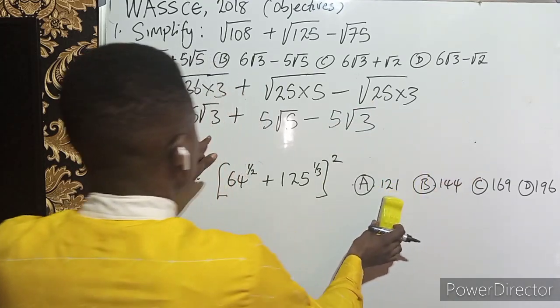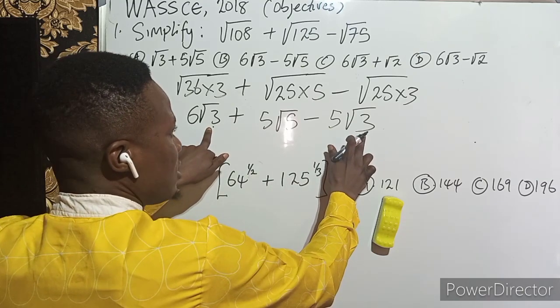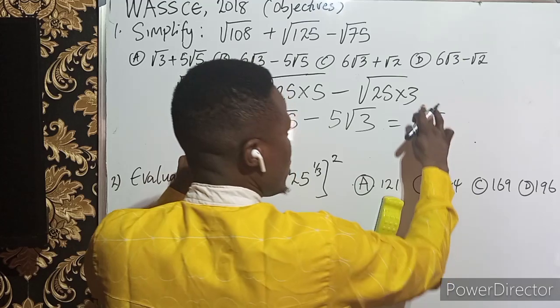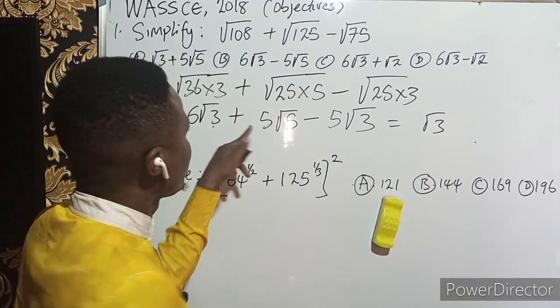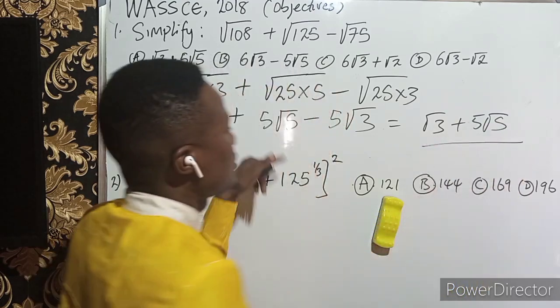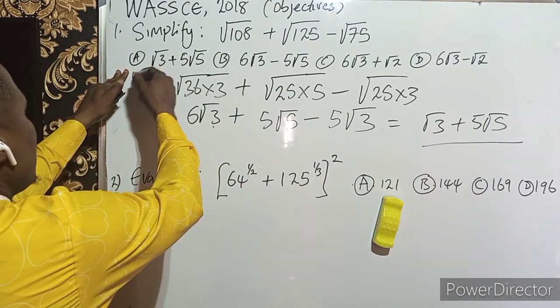Now just collect like terms. This and these are similar, they have √3. 6 minus 5 is 1√3, but you don't write 1, you just call it √3. Then plus 5√5. This is just the answer, so it is option A.